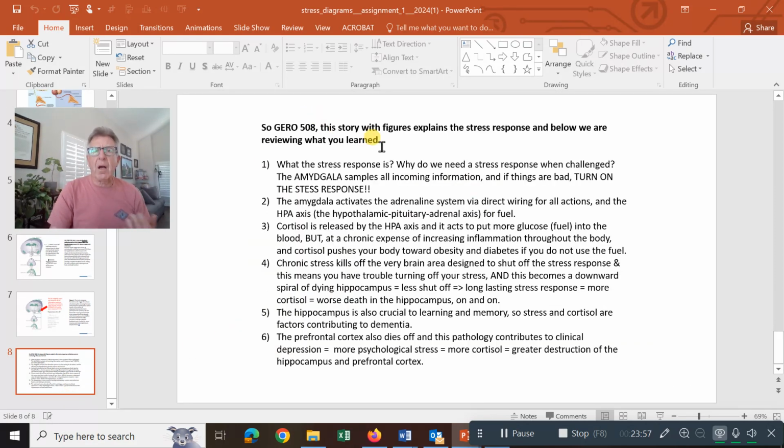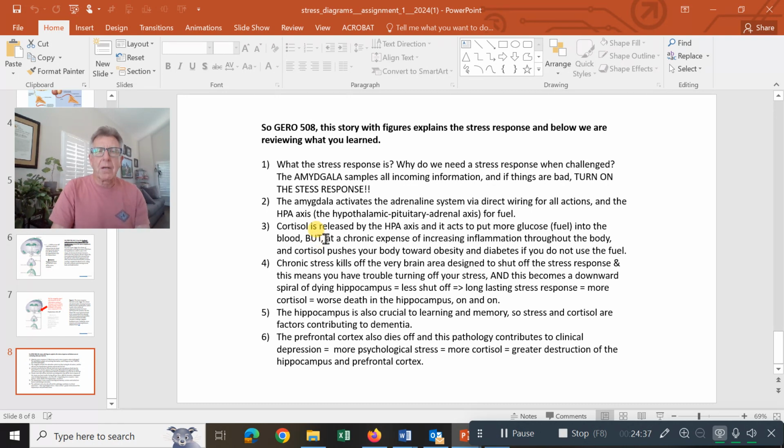This is, again, just an overview. What is the stress response? Why do we need the stress response when we're challenged? The amygdala is sampling all incoming sensory information. If things are bad, you turn on the stress response. The amygdala activates the adrenaline system via direct wiring, rapidly in the nervous system, and it activates what's called the hypothalamic pituitary adrenal axis. This is more for fuel than anything else. The cortisol is released by this HPA axis, giving you more glucose.